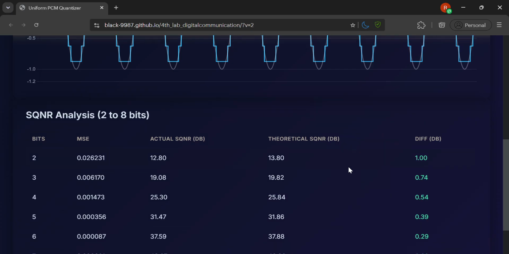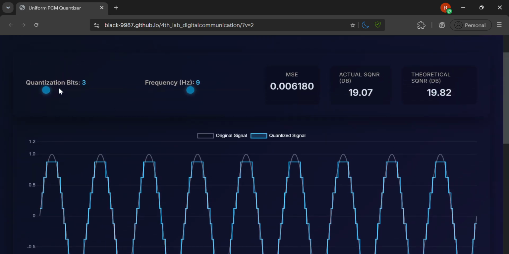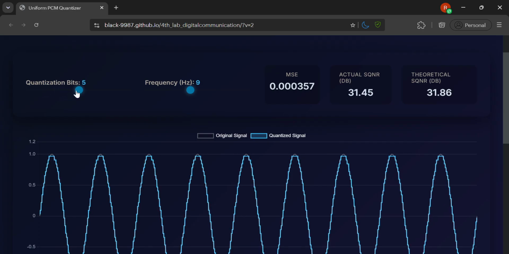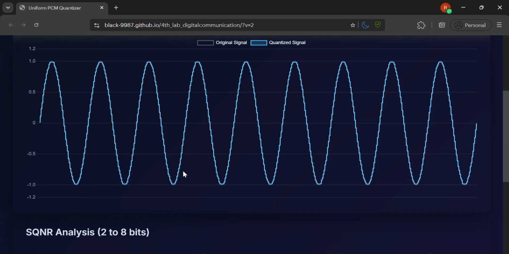As I increase the quantization bits, like 3, 4, 5, 6 or 7 bits, watch how the staircase becomes much finer. The steps become smaller and the blue waveform begins to overlap the original gray signal much more closely. This visually demonstrates that increasing the bit depth reduces quantization error and improves signal quality.